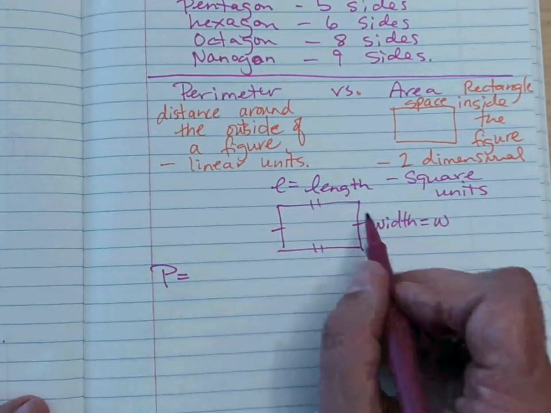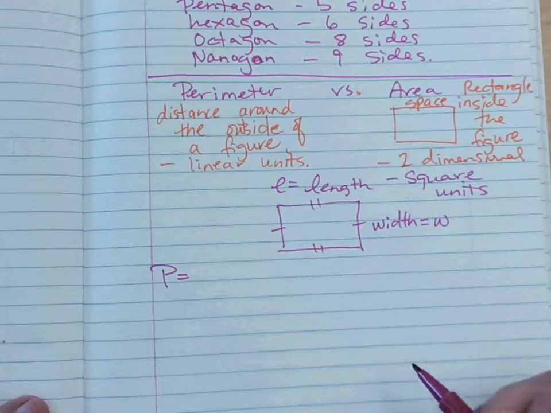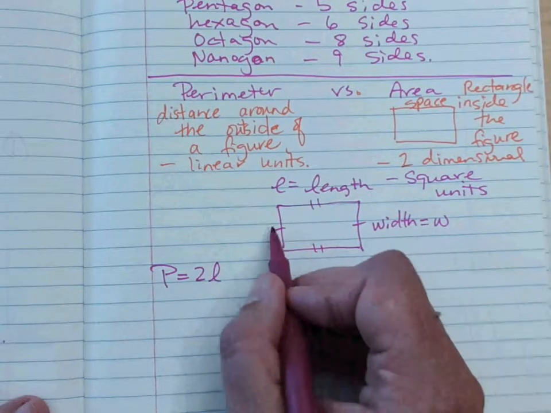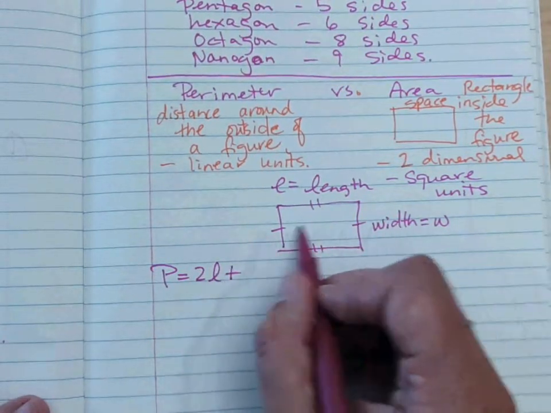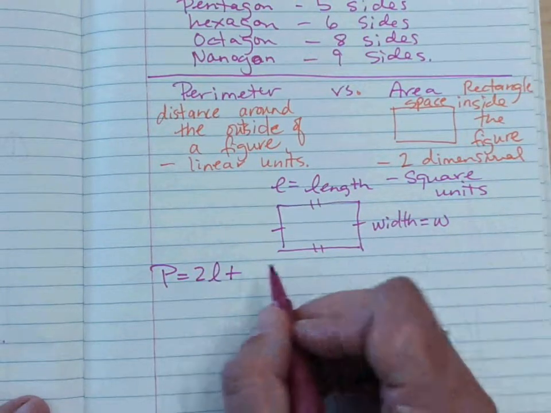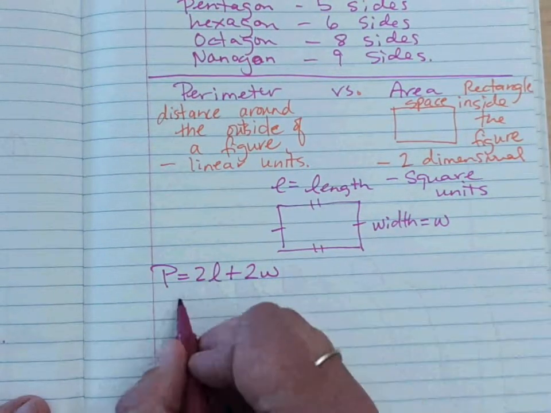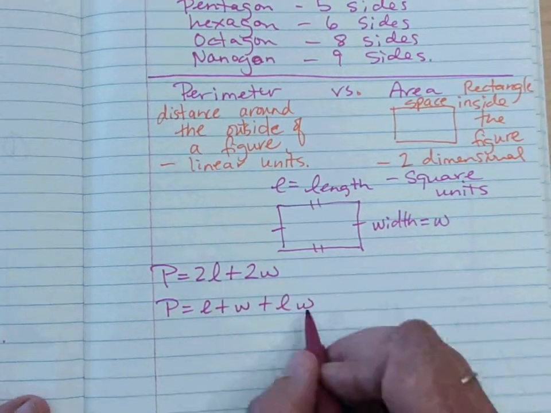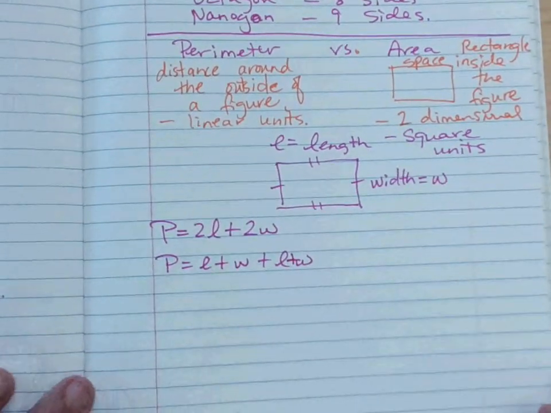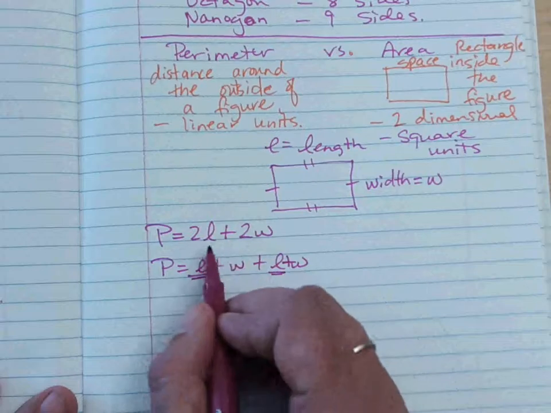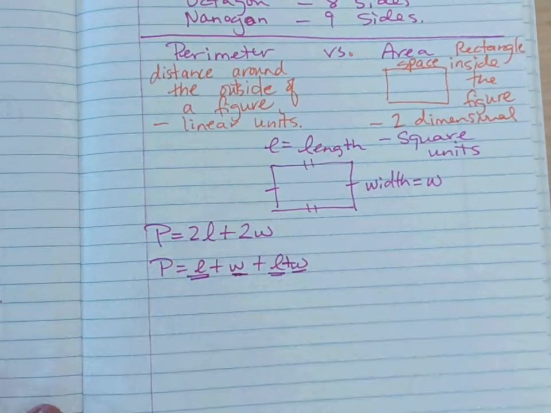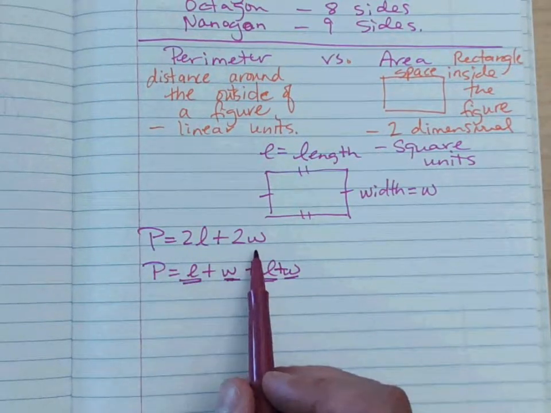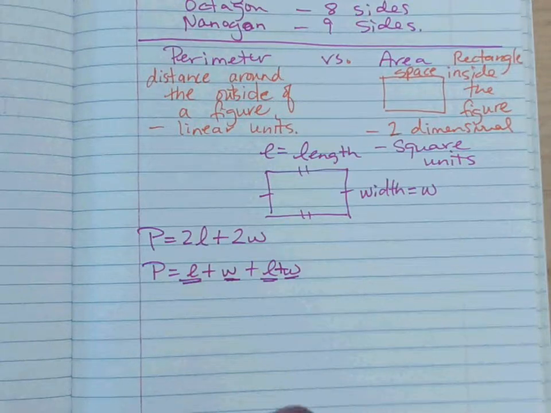P is equal to, how many lengths do I have? 2 lengths, right? How many widths do I have? 2 widths. That's the same thing as length plus width plus length plus width. Oops, plus, not times. I have 2 lengths and I have 2 widths. So that's where my formula comes from. This is just the perimeter of a rectangle formula, but for any other shape we would just add up all the sides.